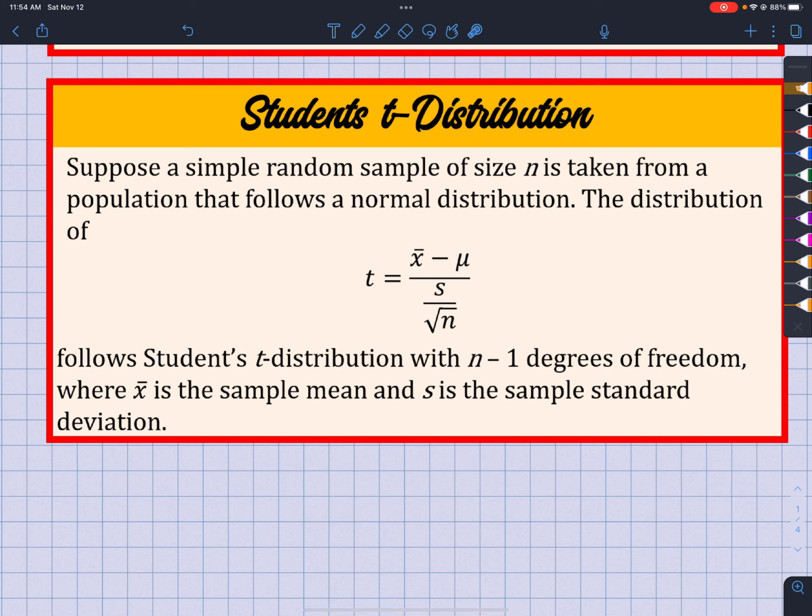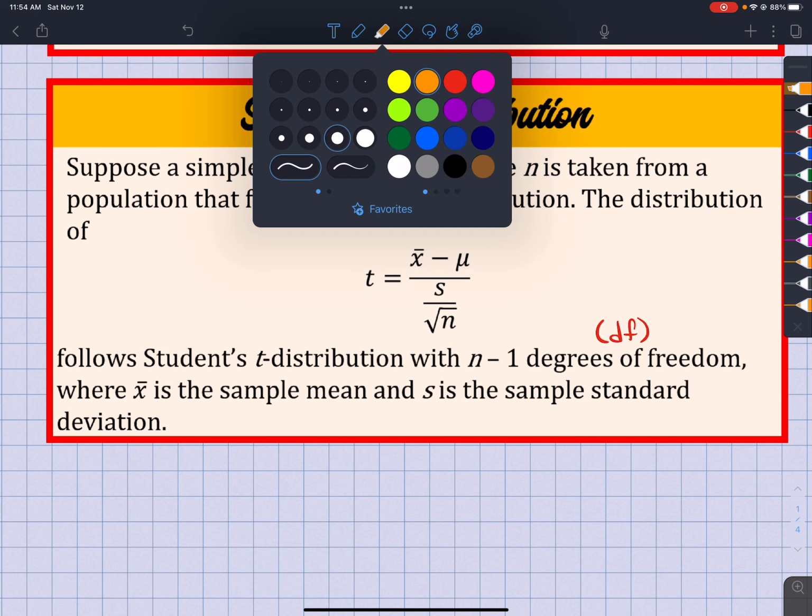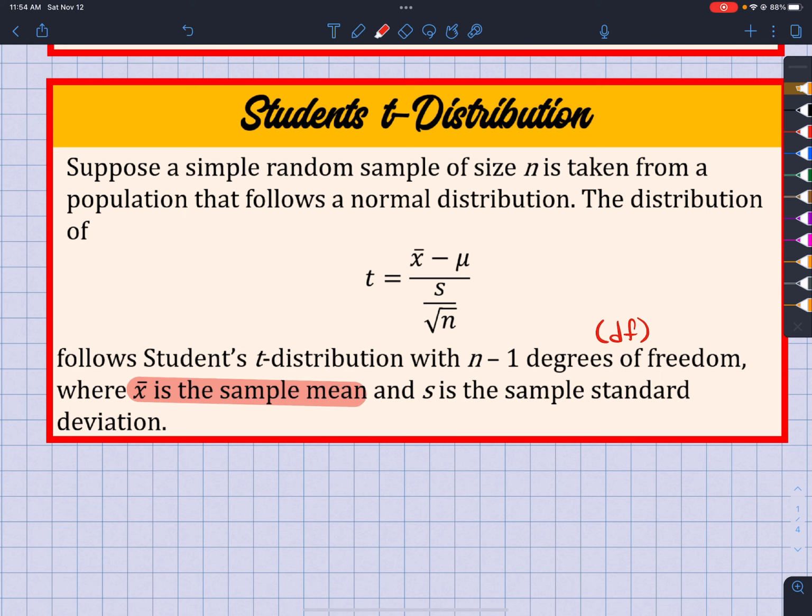The degrees of freedom, or sometimes just called df, is what you're going to have to focus on, right? The x bar is a sample mean, and s is a sample standard deviation. Okay, so we need to understand that as well. So let me go ahead and highlight this in red. x bar is the sample mean, and s is the sample standard deviation. Okay, so at least this way you have some kind of reference to what you need to look at when you're looking for everything that you need.